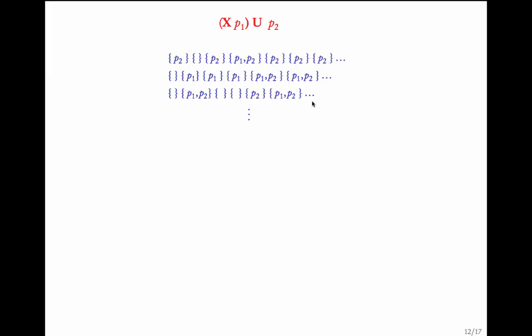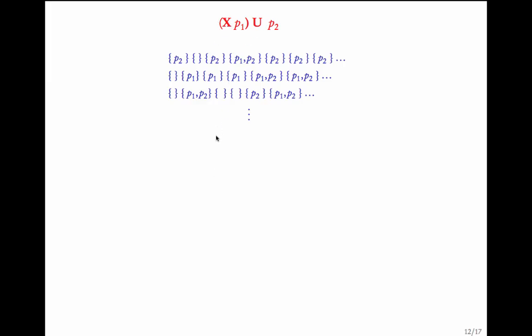Now look at this word. P2 is true here in position 1 and position 0 satisfies XP1. So this word satisfies XP1 until P2. Look at this word. Here already P2 is true in the very first. So this is position 0. So this word satisfies XP1 until P2.